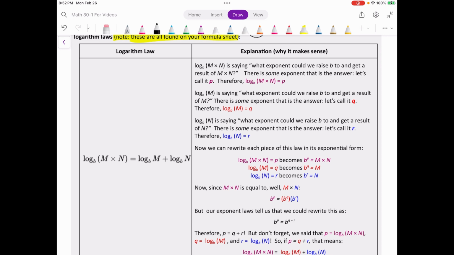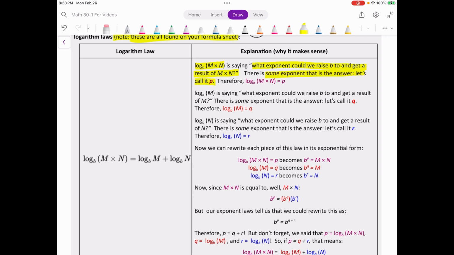Because remember, log base b of m times n is just saying what exponent could we raise b to and get a result of m times n. To walk ourselves through this, let's pick a number that is the answer to that question. There is some exponent out there where b to the power of it equals m times n. We're keeping things general because we're trying to prove that this rule makes sense, so we can't just pick numbers. We've got to keep it general so that it could work for any number. So there's some exponent that's the answer.